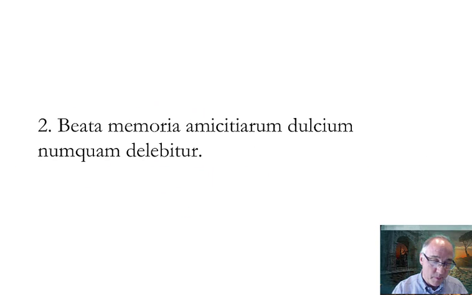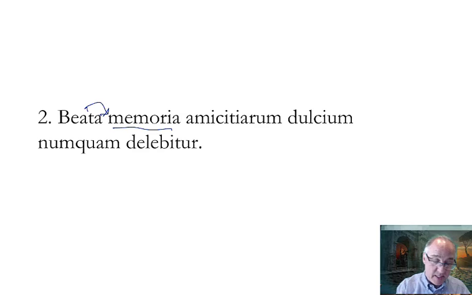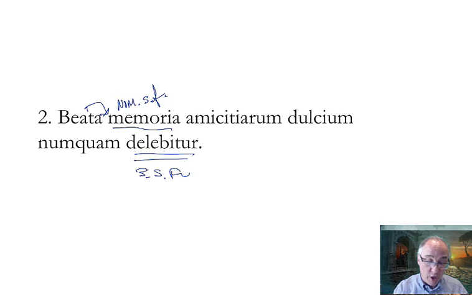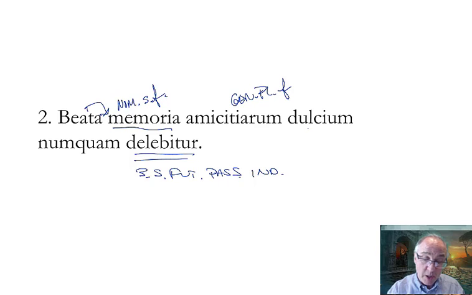Number 2. Beata memoria amicitiarum dulcium numquam delebitur. The beata memoria. The memoria is your subject. Beata modifies it. This is your nominative, singular, feminine. The memory. Delebitur is your verb, third person, singular, future, passive indicative. In the beautiful memory of friendships, amicitiarum, genitive, plural, feminine. Dulcium modifies it. Dulcium is your I stem adjective of dulcis, dulce. So the beautiful memory of sweet friendships will never be destroyed.